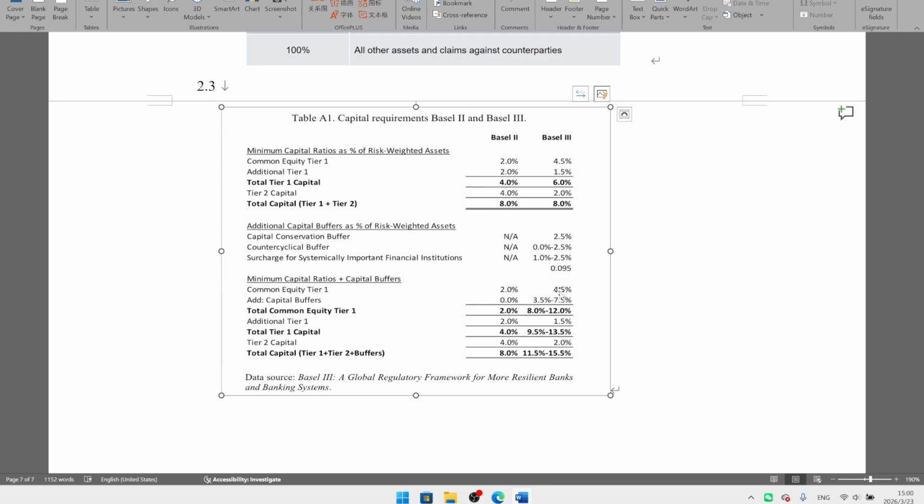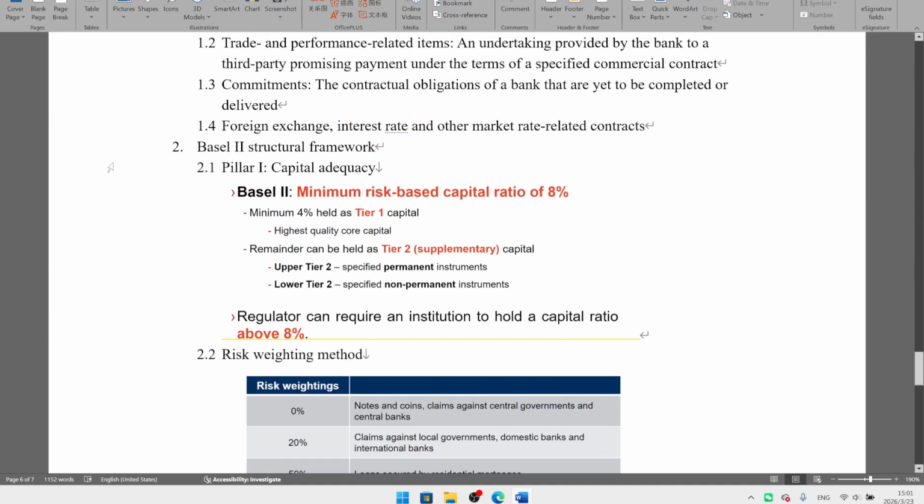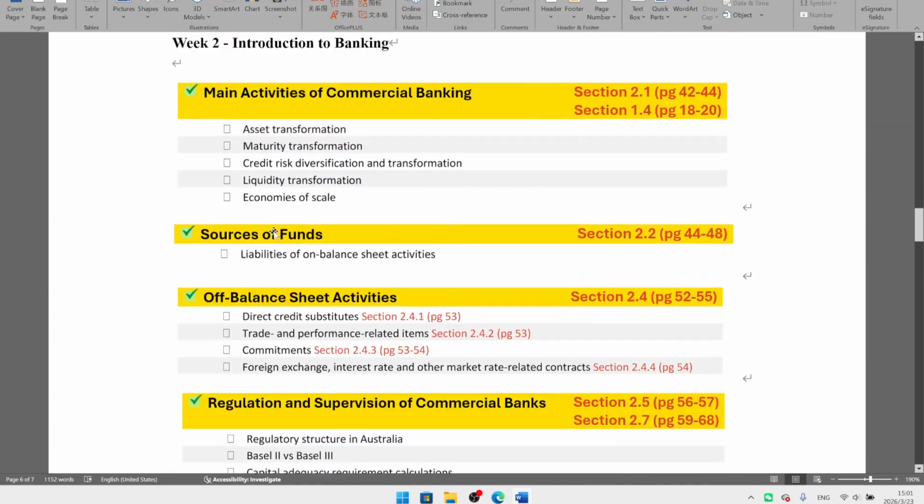In Basel 3, the common equity Tier 1 is 4.5%, additional Tier 1 is 1.5%. Although the overall total capital is 8%, the total Tier 1 capital has changed from 4% in Basel 2 to 6%. Yes, remember these amounts and be familiar with the terms.